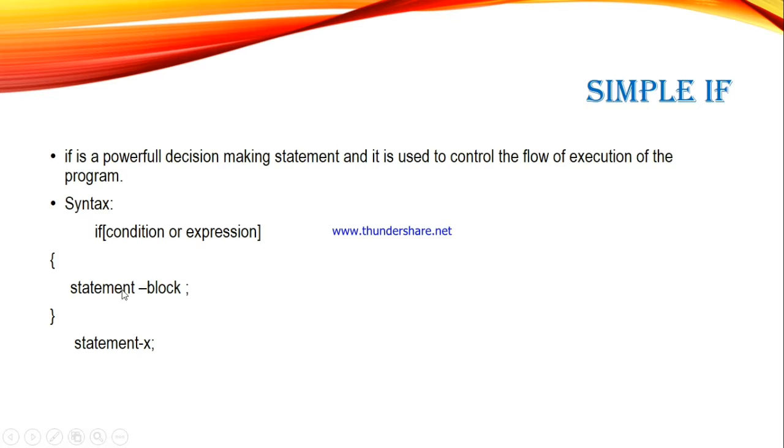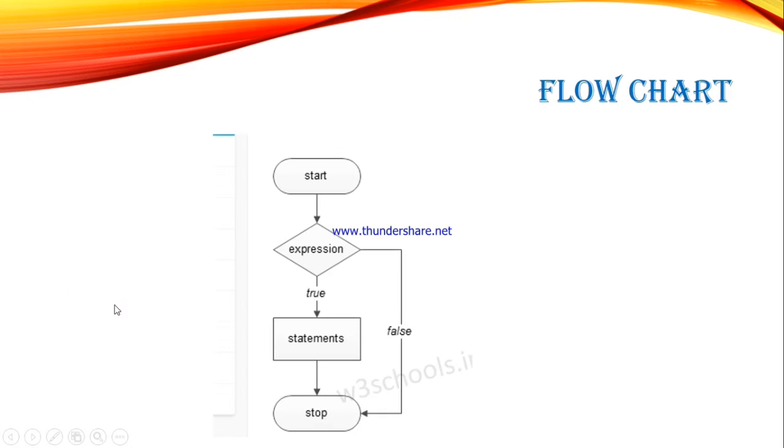If the condition is true, the statement block will be executed. And then the flowchart: start, expression. If the expression is true, the true statement will be executed. If the condition is false, we come out from the loop, which means stop.